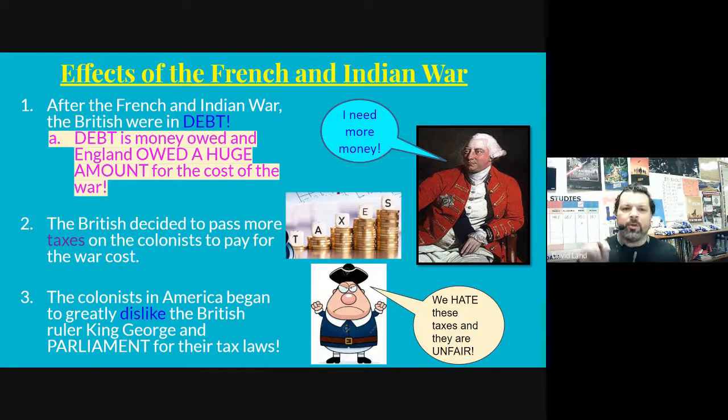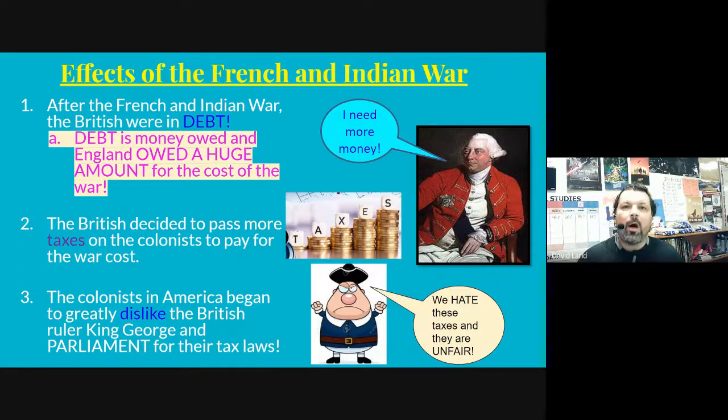Number two, the British decide to pass taxes. Taxes are monies that we pay to the government. And they make the colonists pay all those taxes. So that leads to effect number three. The colonists look at their king, King George, as you see on the right there, and they're like, wait a minute, you want us to pay for your war? That's not fair. But of course, the king looks at them and says, of course it's fair. I won the war for you.